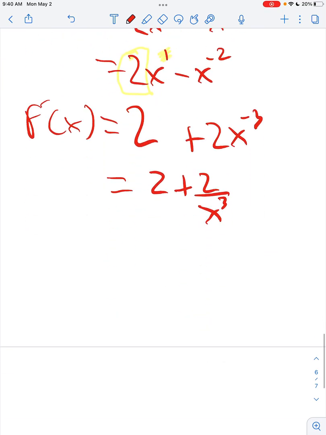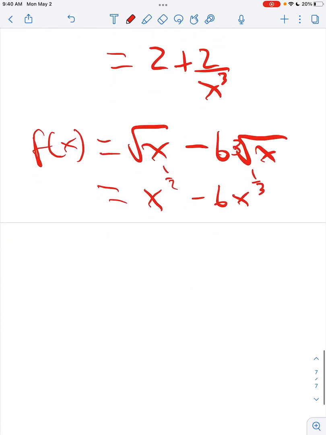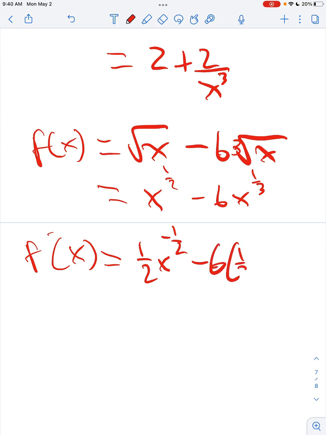Last example, we're going to take those square root signs again, those radical signs, and instead of using my radical symbol, I'm going to change to exponents. So I'm going to write this as x to the 1/2 minus 6x to the 1/3. Now I can find the derivative, which is 1/2 x to the negative 1/2 minus 6 times 1/3 x to the, let's see here, 1/3 minus 1 is negative 2/3.